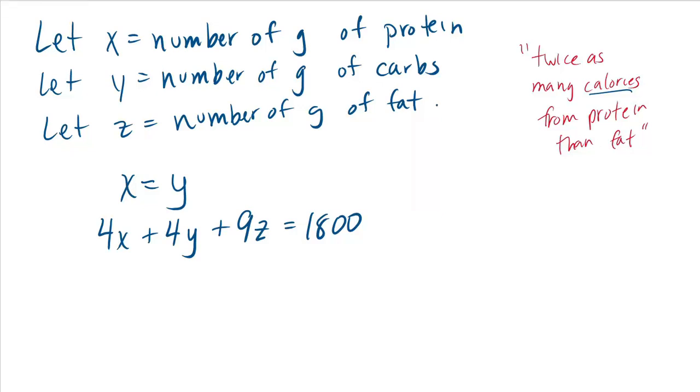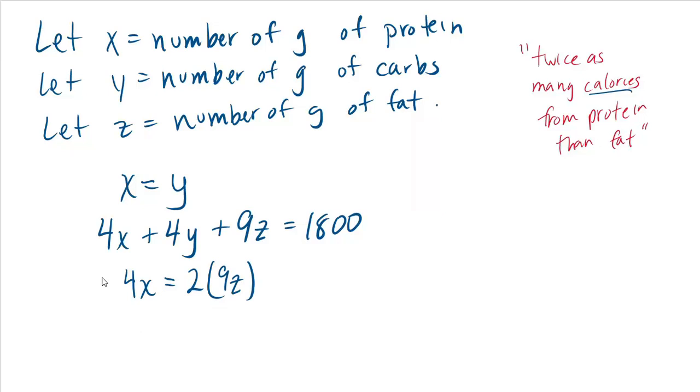So first we need to start with the number of calories from protein. That's not x, that's just the number of grams. How do we get the number of calories? Remember, we multiplied it by 4. 4 times x gives us the number of calories from protein. That has to be equal to 2 times the number of calories from fat, because we're getting twice as many calories from protein as we are from fat. So I take 2 times the number of calories from fat. That's not 2 times z, that's 2 times 9z.